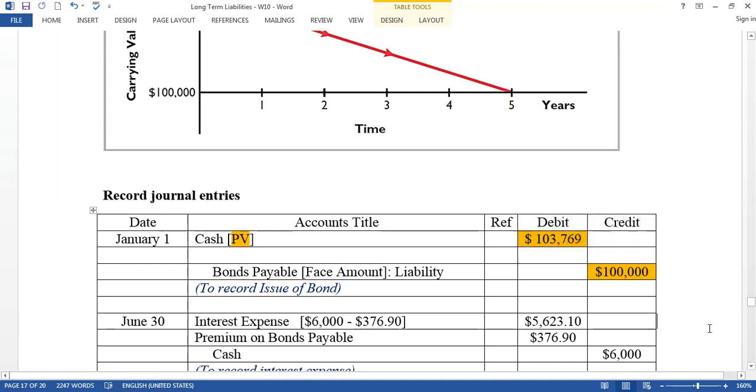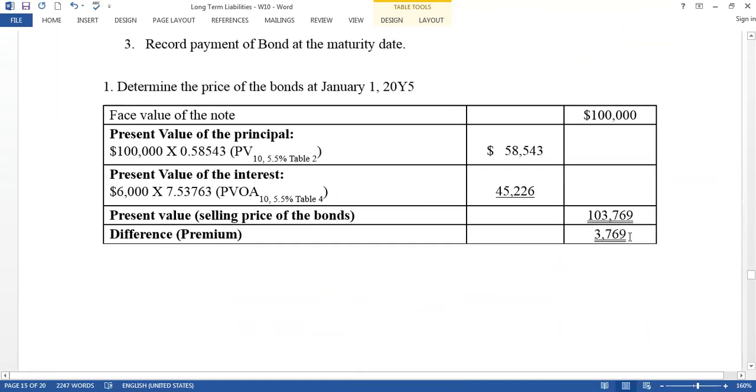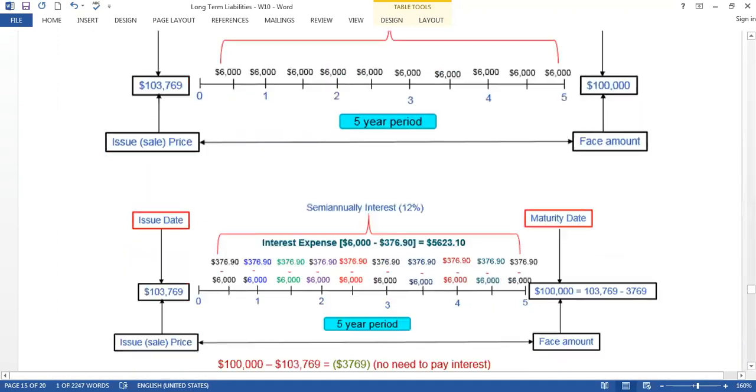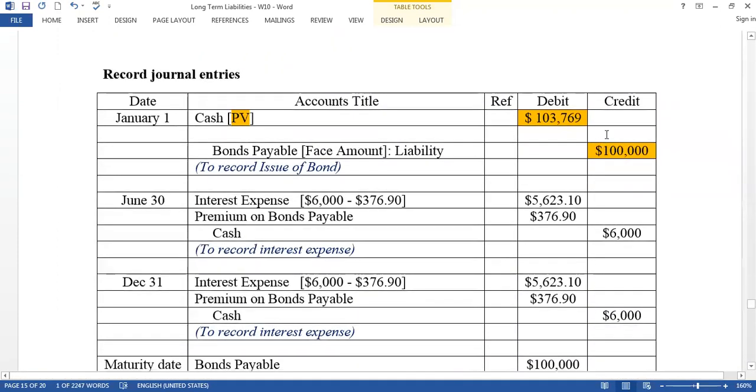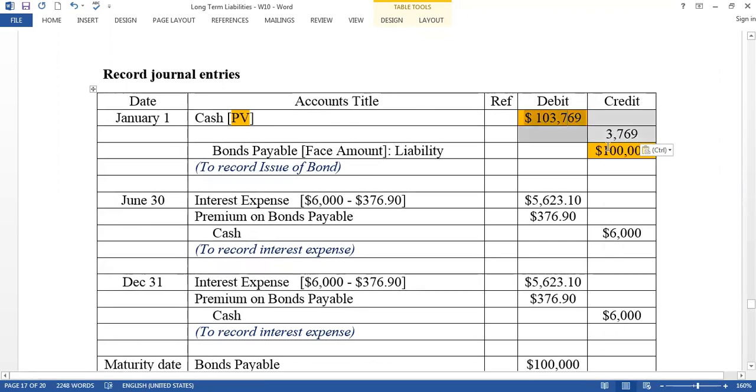So where should we put the additional money? Debit side or credit side? Credit side, very good. So the additional amount is this. Additional amount is this. So if we put this amount in the credit side, now debit and credit equal. So what is the name of this account? The name of this account is called Premium on Bonds Payable.